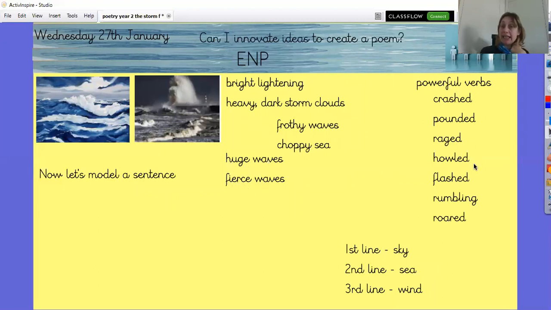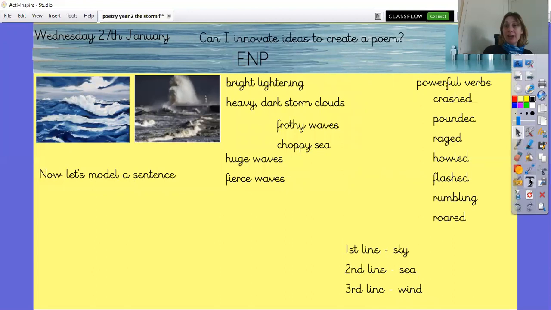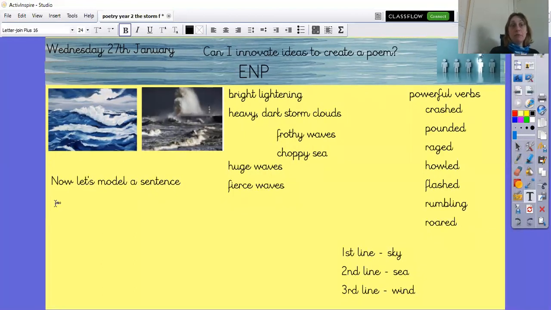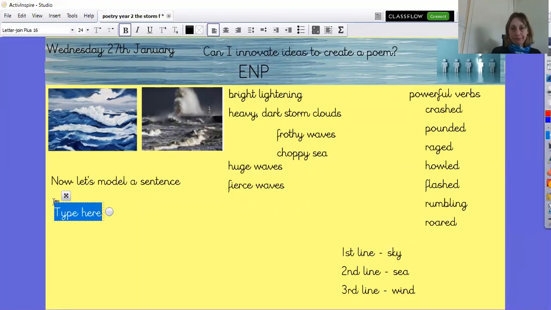I've extended my powerful verbs a little bit more. So let me have a go at reading those through with you. So we've got crashed, pounded, raged, howled, flashed, rumbled, and roared. Now I'm going to have a go at trying to build this poem with you as I'm talking you through. So the first line that we're going to have is going to be about the sky.